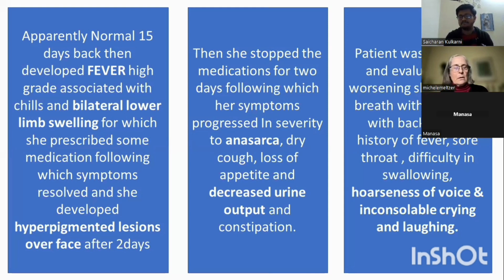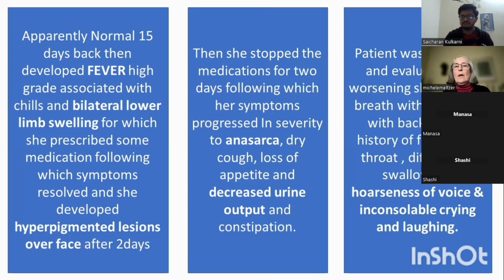Okay, so whatever it was, it helped her, but then she got these hyperpigmented lesions. So after that, she developed generalized body swelling, ma'am, associated with dry cough and loss of appetite and decreased urine output. Okay, so she's really bad. Okay, you can go on.